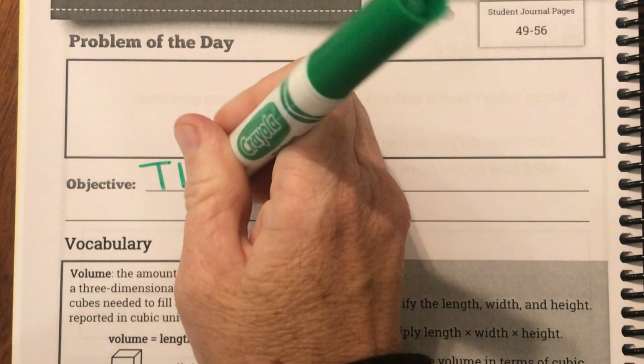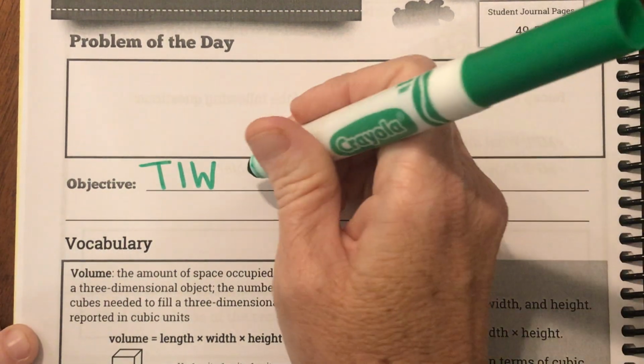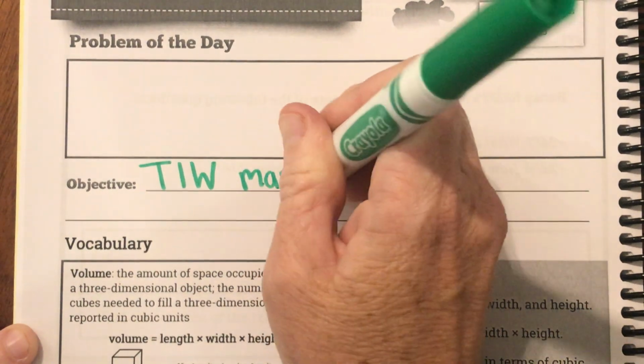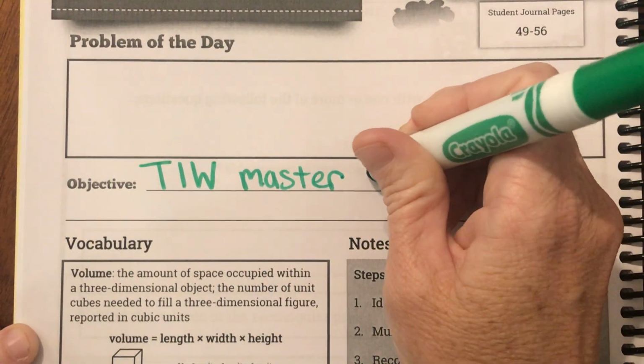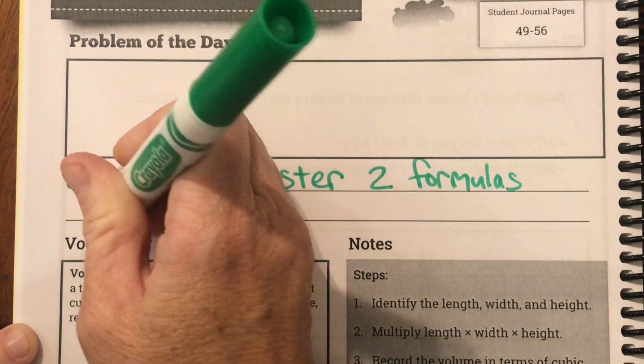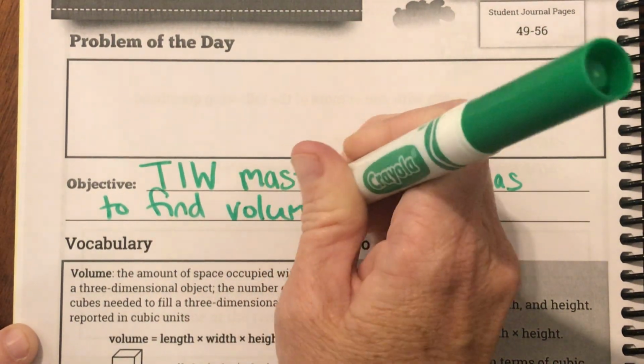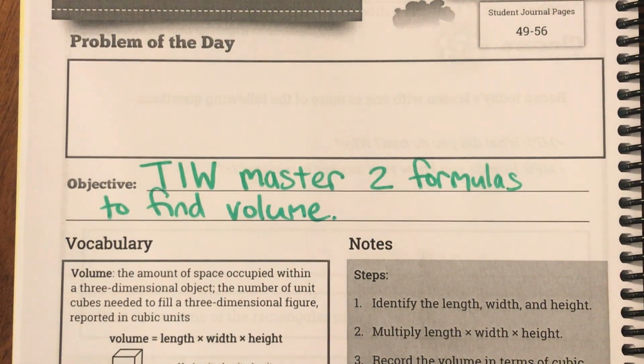Today it's been saying practice. I'm hoping today's our day 4. I'm hoping today I will master 2 formulas to find volume. Our goal is that hopefully we're getting closer to mastering. Now, of course, if you don't reach it today, that's okay. We'll keep practicing. But hopefully we're getting closer and closer every day.